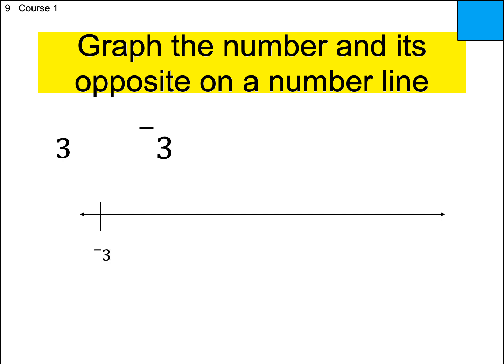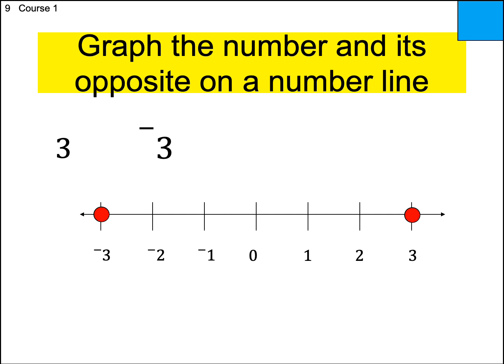And then we just simply count up. So what's 1 bigger than negative 3? Negative 2, negative 1, 0, 1, 2, and then 3. Put your 2 dots on negative 3 and 3, and you're done. Makes sense? Yeah, I'm not going to do many of these because it's just basically making a number line.